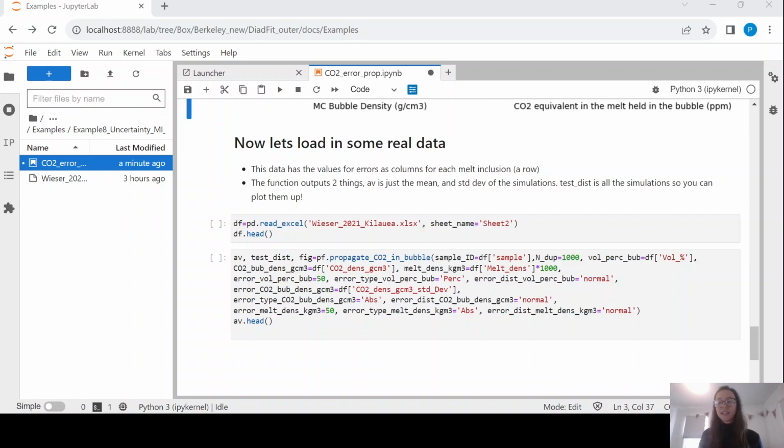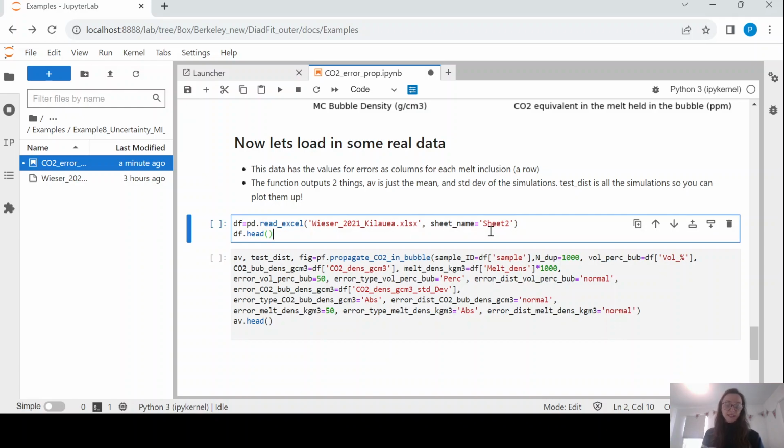What we have here is we have the melt density, this is grams per centimetre cubed. This was calculated using DensityX. We have an error on it. We have the volume percent of the bubble. We have the CO2 density I measured by Raman spectroscopy, and then we have an error on that CO2 density, and that is from repeated measurements of the same bubble.